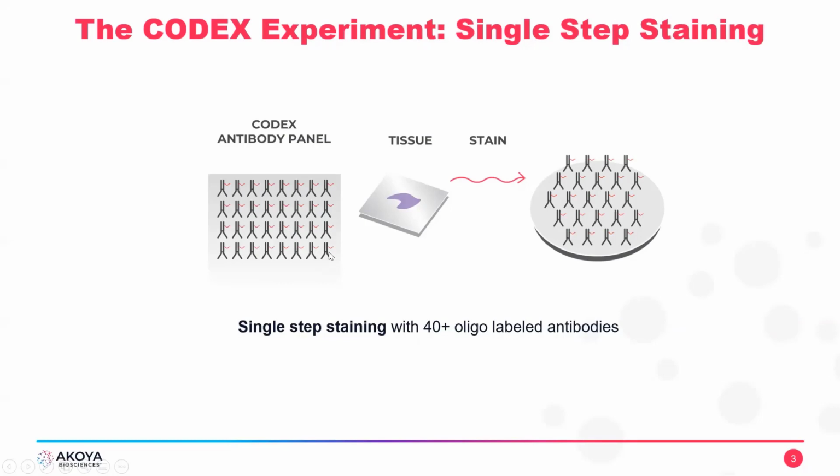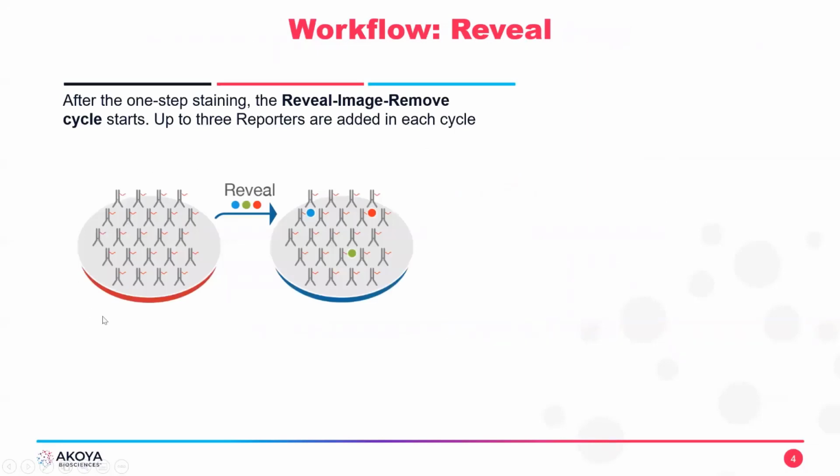Or they take antibodies that are not in our catalog and conjugate them with oligos, which are important to run this experiment. The primary antibodies, I should emphasize, are then all put onto a piece of tissue at once and then stained on the benchtop. I would like to say again, this is the only manual handling step that has to be done. After this point, the tissue with the antibodies on it goes into the CODEX machine, and the first reveal cycle begins.